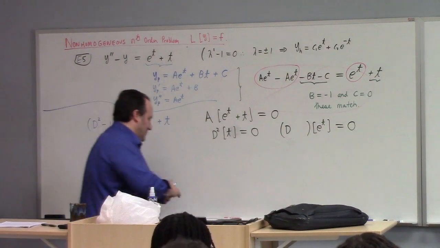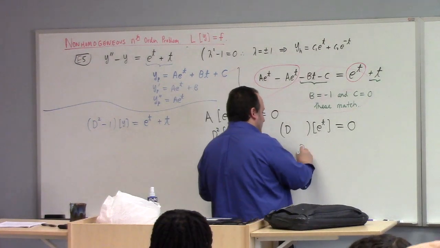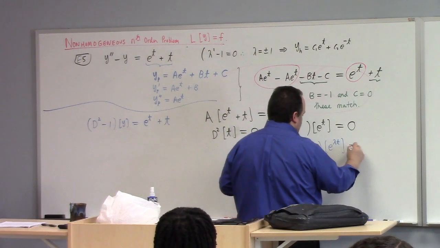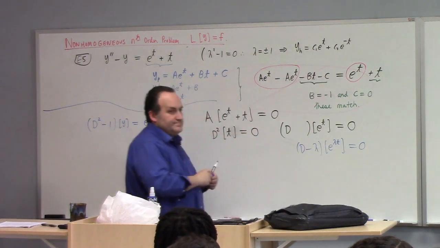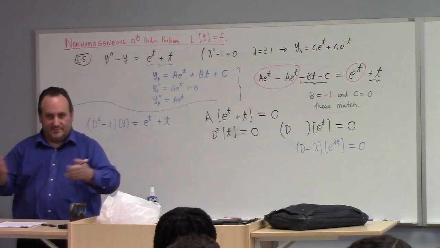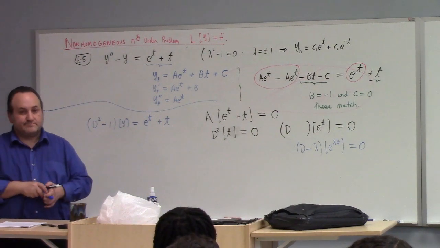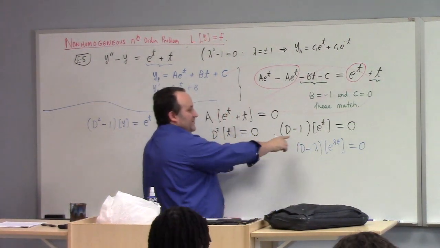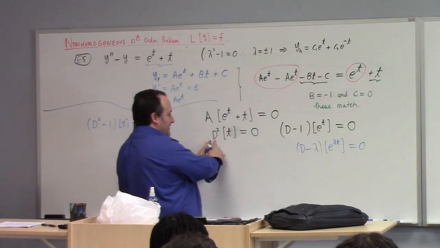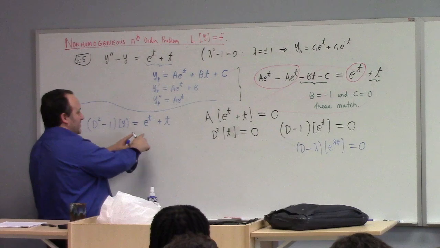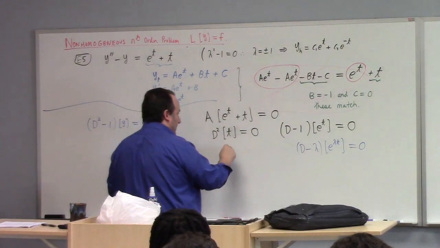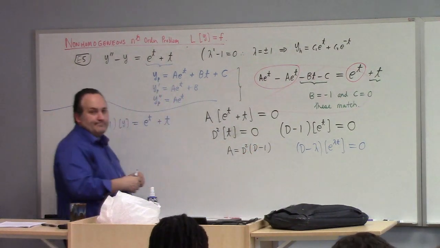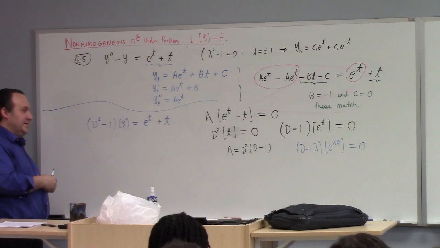All right, let me jog your memory. Last class we proved that d minus lambda acting on e to the lambda t is equal to 0. We did it with x, and here's what it looks like with t. D minus 1. Bingo. So if d minus 1 kills the exponential and d squared kills t, to kill both at the same time, I make my annihilator d squared times d minus 1. All right, that's the annihilator.